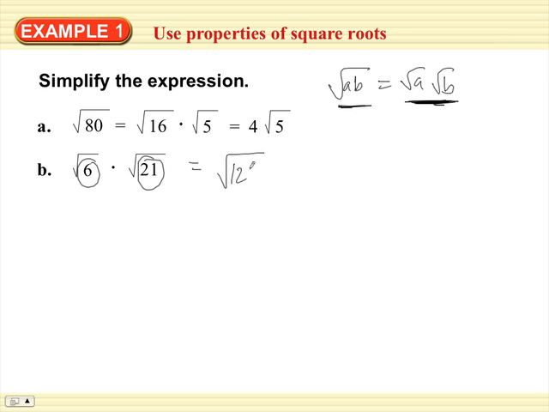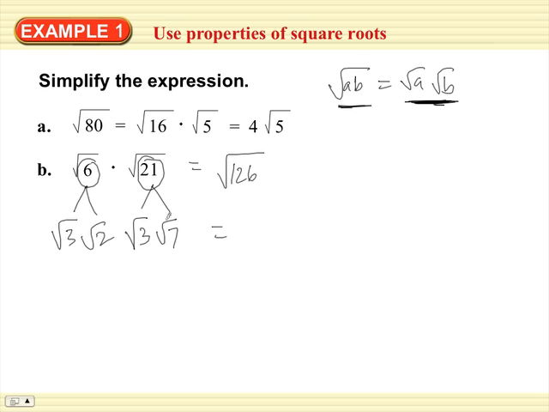What is it, 126? I actually wouldn't even do this step because you're going to have to break down 126 anyway, right? But isn't 126 already broken down right here? I wouldn't even do that step. Here's what I would do right away. I would say, okay, square root of 6 is? Square root of 3, square root of 2, square root of 21, square root of 3, square root of 7.